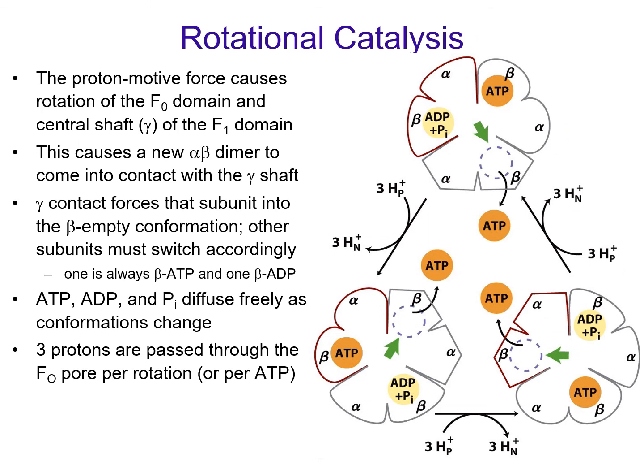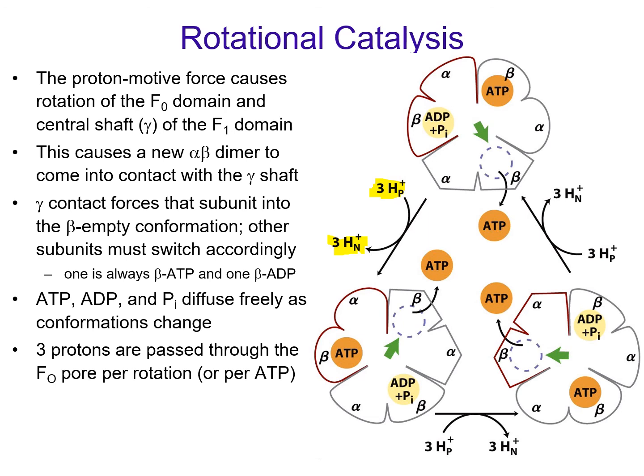Okay, so what you just hopefully watched was a rotational catalysis. The proton motive force, that means the protons, actually 3 protons on the P side, go through the channel of FO and they come out on the inside. And when that happens, that rotates the gamma shaft on the F1 domain. As that happens, this causes an alpha beta dimer to come in contact with the gamma shaft.